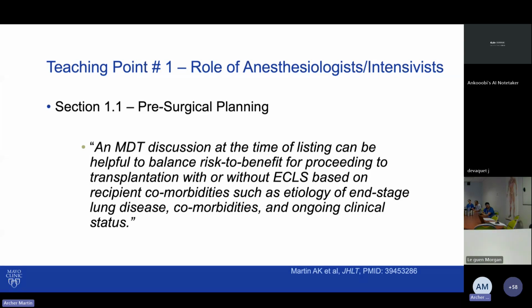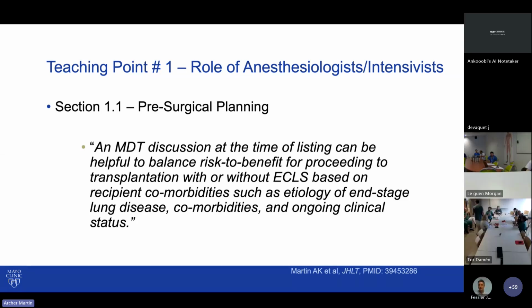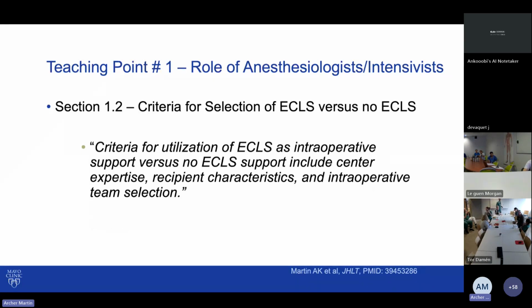When we look at the actual planning sessions themselves, and we have to balance the risk to benefit, one of the key things here is that there oftentimes, and we'll talk about the levels of the data later, are not really high quality data to drive our practice. Therefore, it's important that we have nuanced discussions where we look at risk versus benefit for individualized patients.